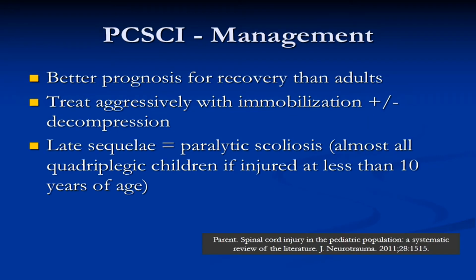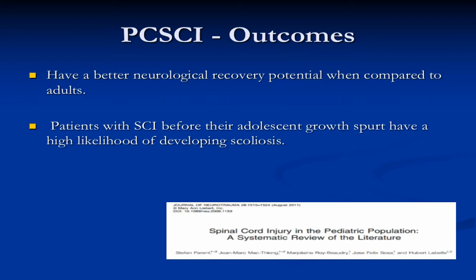For want of time, I would not go into the details of each of the pediatric cervical spine injuries which can occur, but there is a better prognosis for recovery. One would, even though treating aggressively, find that many of them would respond to conservative treatment, and late sequelae, that is paralytic neuromuscular scoliosis, can happen, especially if the injuries happen in a younger age group. Again, this study voices the same sentiments.